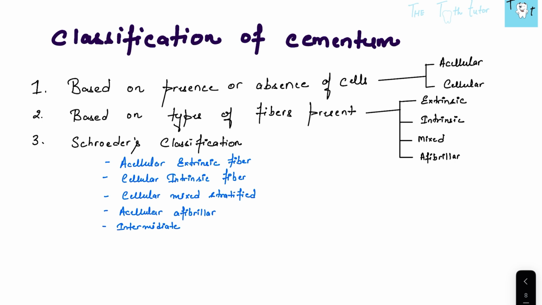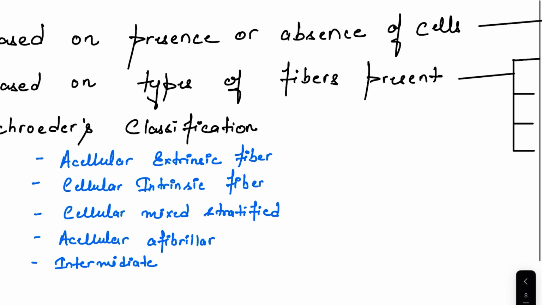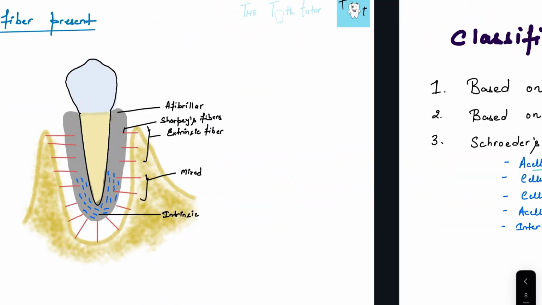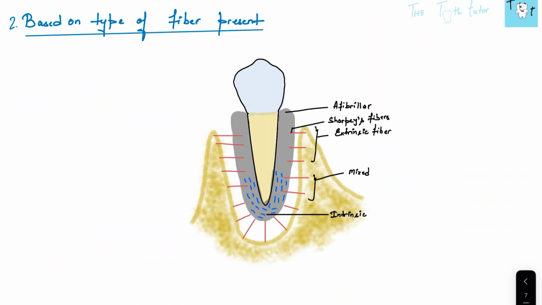Now we have five types of cementums in this category. We have acellular extrinsic fiber cementum, cellular intrinsic fiber cementum, cellular mixed stratified cementum, acellular afibrillar and intermediate cementum. So with the name itself you can understand that the first category won't have any cementocytes. Okay, so it is acellular and extrinsic fiber, so it will only have Sharpey's fibers. It won't have any of the little fibers we talked about, the intrinsic ones, these tiny fibers. It will only have these large fibers.